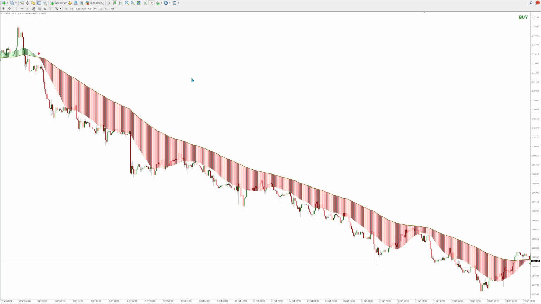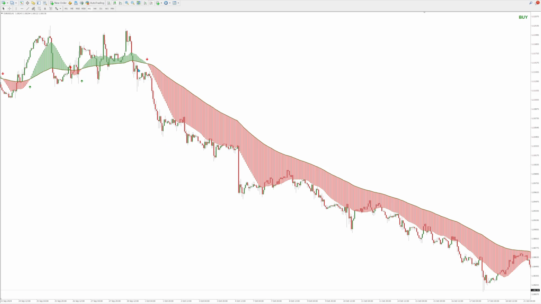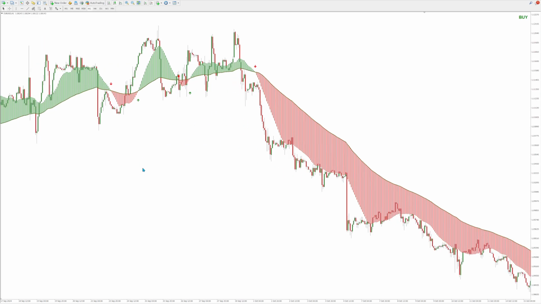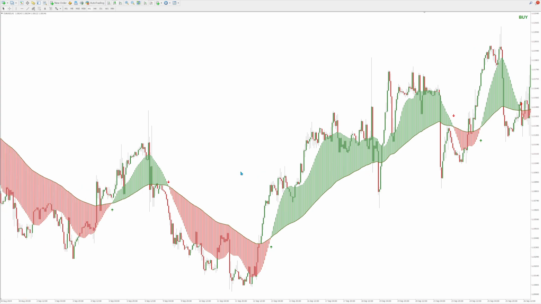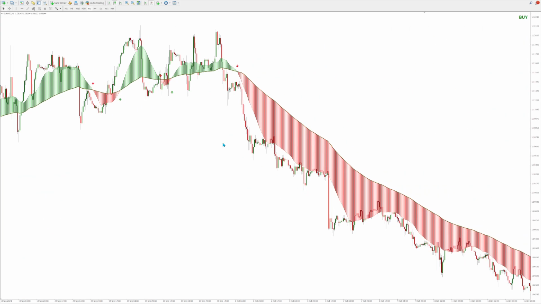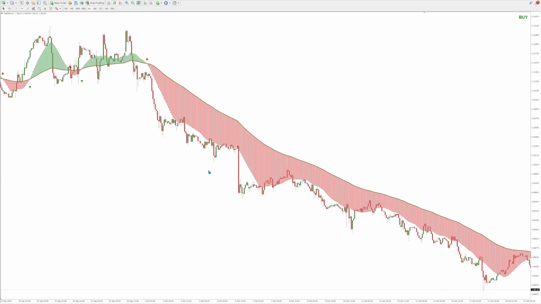I've downloaded the EMA Ribbon Indicator online for free and I've attached it to the chart, which you can see here. The EMA indicator basically is red when the price is moving downwards or below the ribbon, and it's green when price is moving upwards or above the ribbon. You also have these arrows that show you when there's a cross in color.